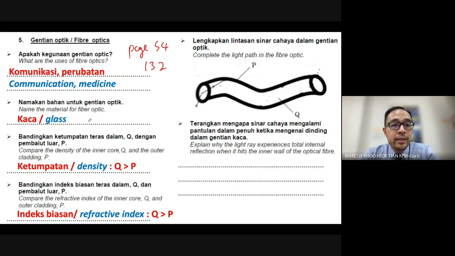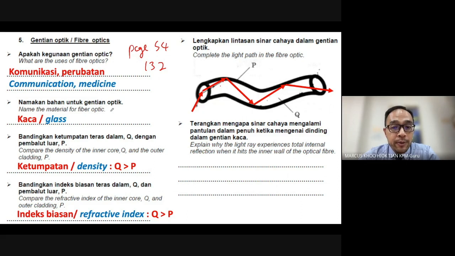But the idea is this: the inside density and the inside refractive index is bigger than the outside. Secondly, because the inside refractive index is bigger, the critical angle is smaller. Critical angle smaller means total internal reflection can happen. So what will happen is when the light tries to go out, it cannot, because the refractive index is so big and the critical angle so small, so it will reflect. Try to go out again, cannot. Reflect, reflect, reflect, reflect, reflect, all the way until the end of the cable.